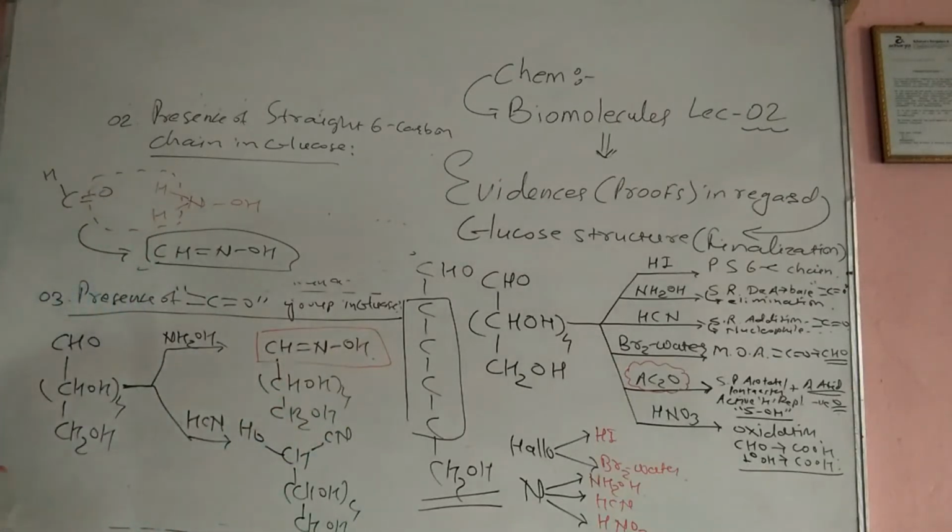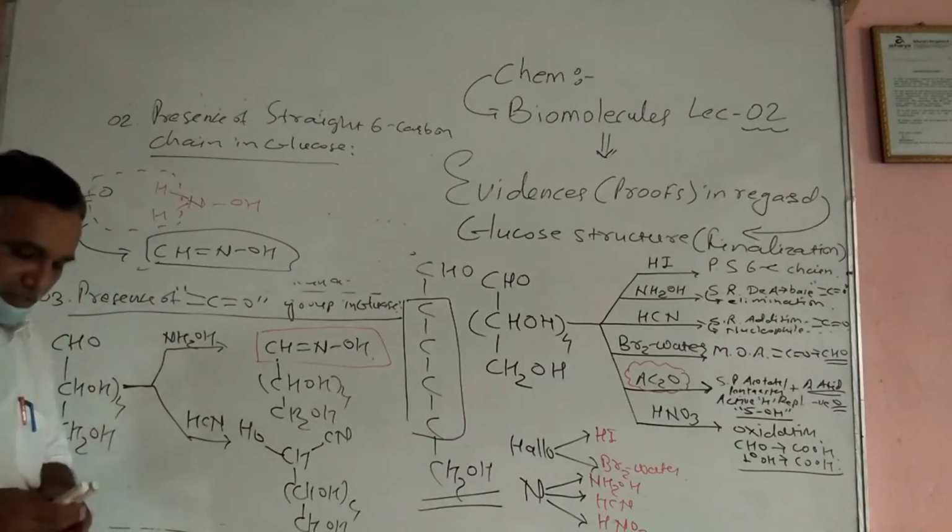And this confirms or indicates that the glucose had the carbonyl group. Because this reagent, this eliminating agent, this dehydrating base, only reacts with the carbonyl group. So this is the evidence or proof. This confirms that the glucose had a carbonyl group.